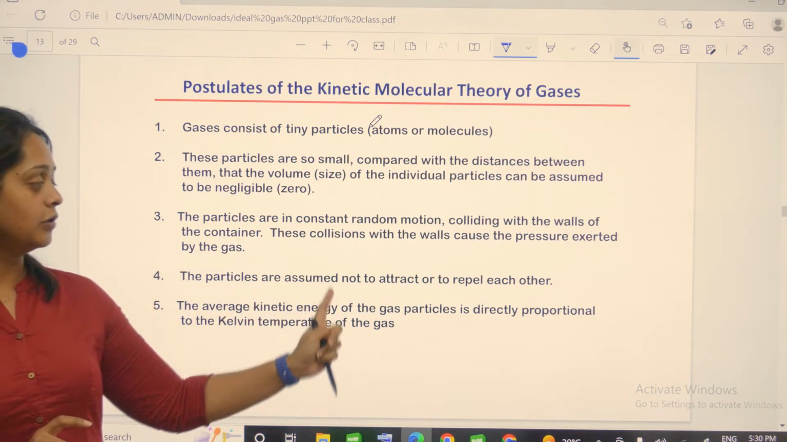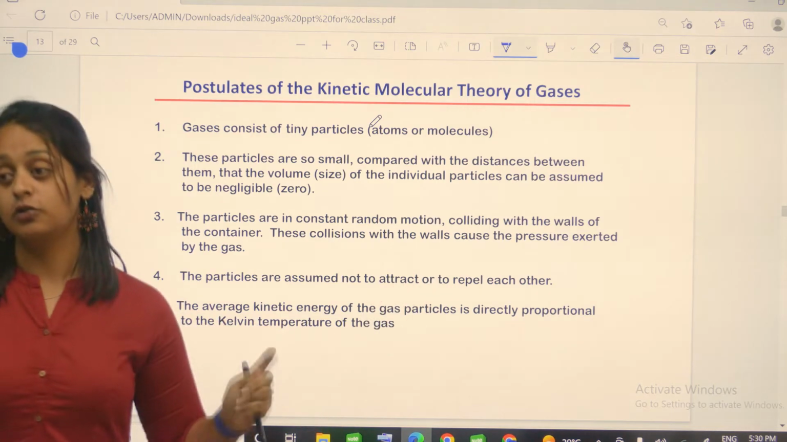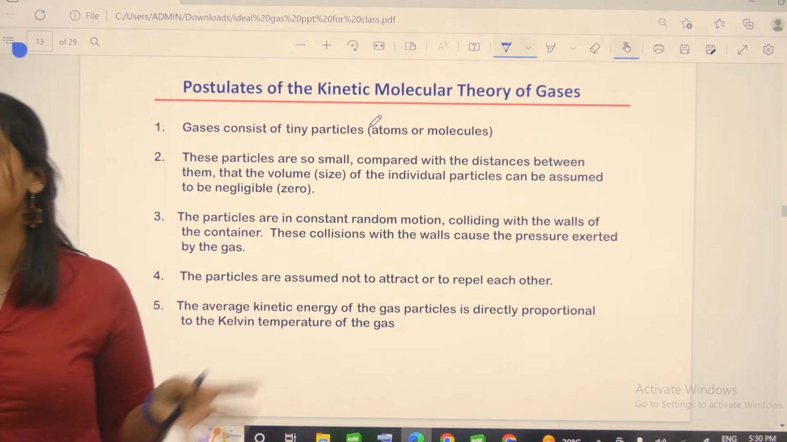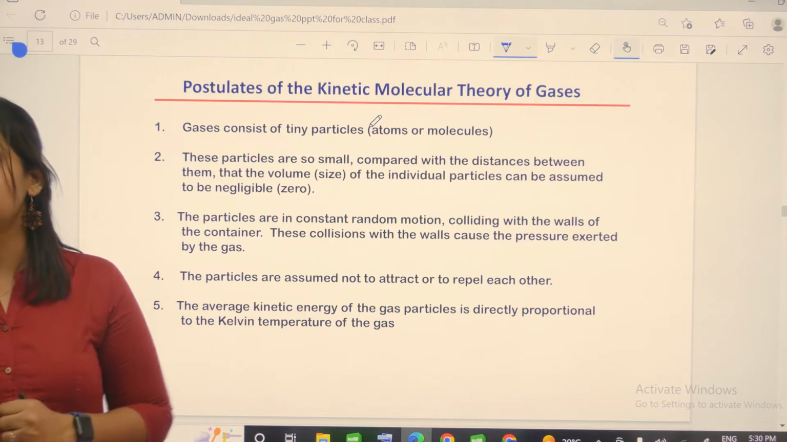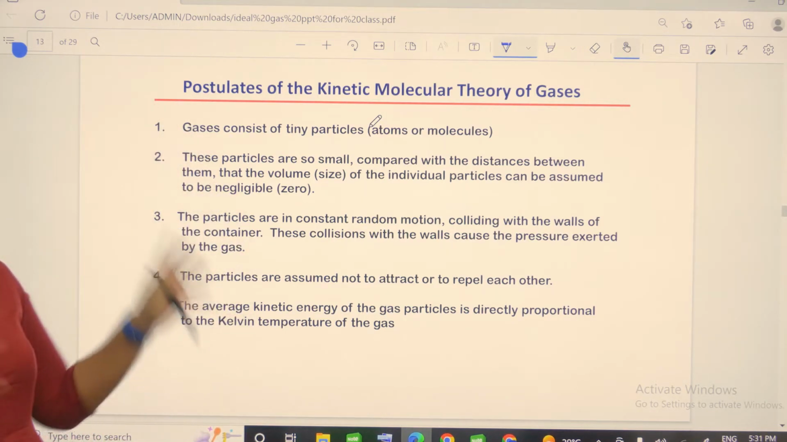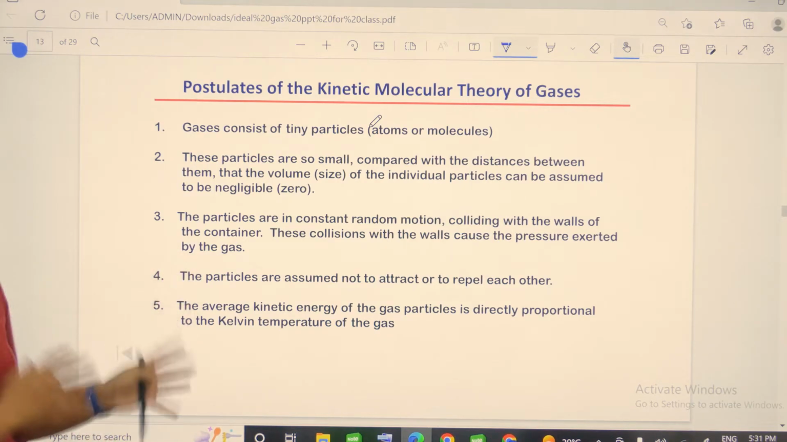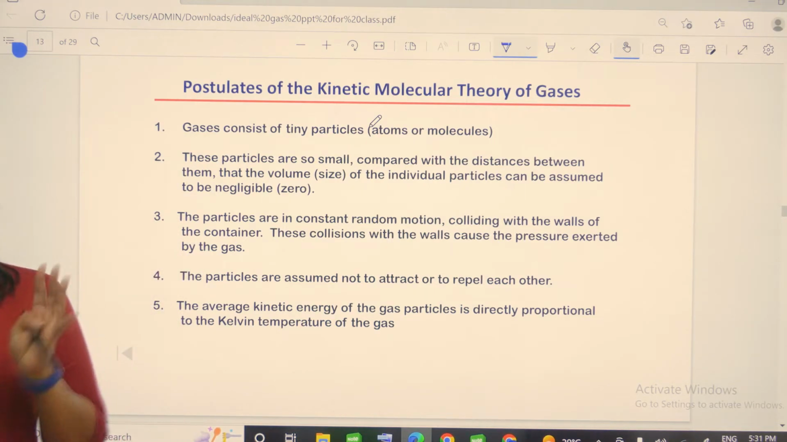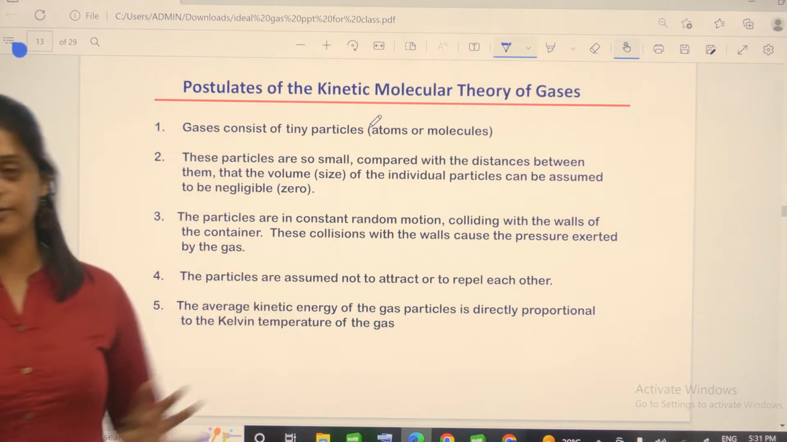The particles are assumed not to attract or repel each other. So what are we assuming? There is no particular interaction present between the molecules. Just assume. These are postulates, assumptions made in order to formulate a theory.